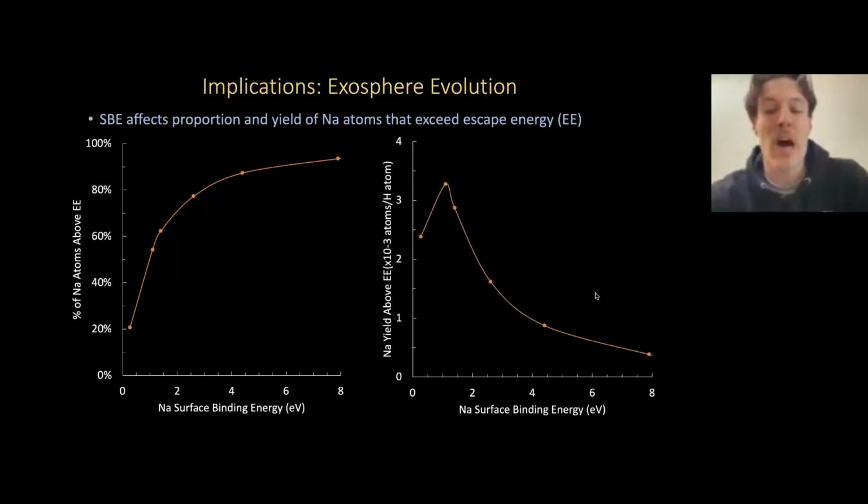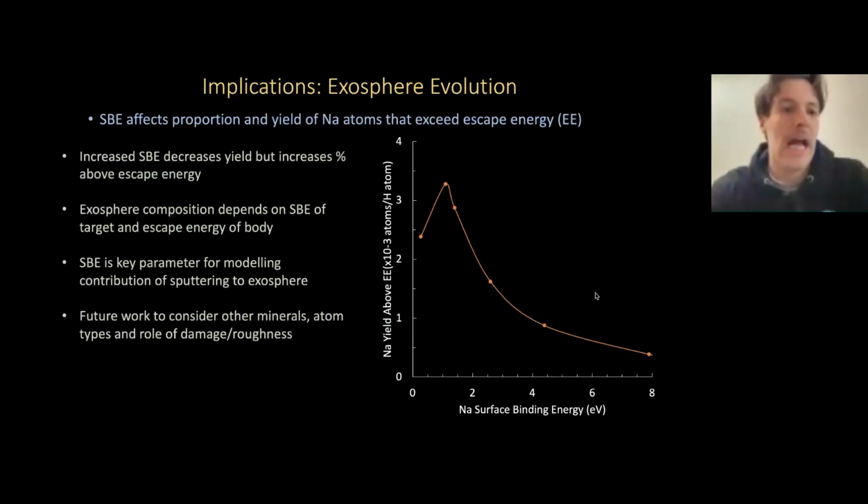However, we also know that with increased surface binding energy, yes, it's more energetic, but the yield goes down. So here what I've plotted on the right is the sodium yield above the escape energy as a function of the surface binding energy. Basically, you can see that increasing the surface binding energy decreases the yield, but increases the percentage above the escape energy, meaning that the composition depends on the surface binding energy of the target along with the escape energy of the body.